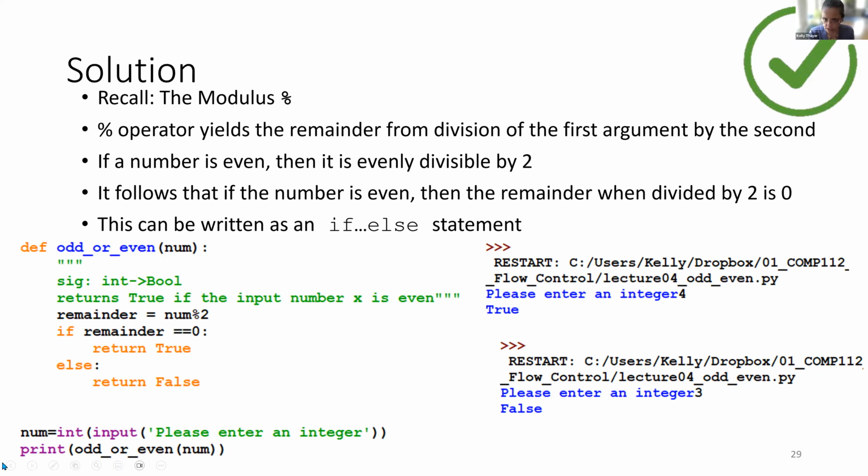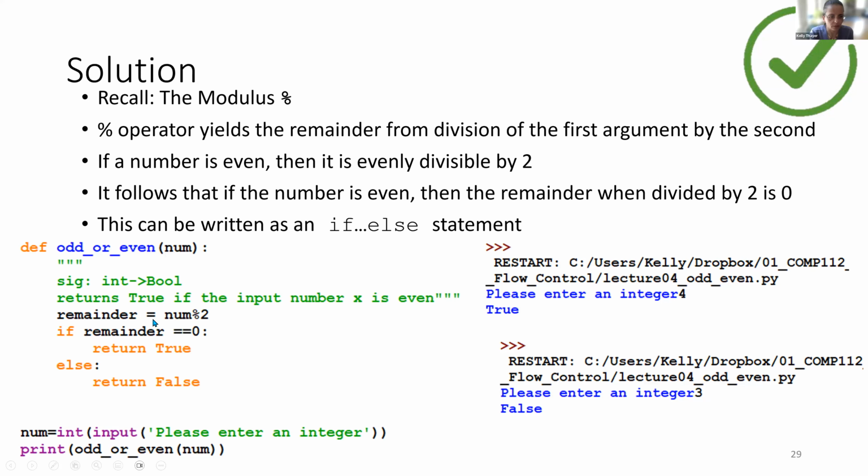We could use this as an if-else statement, and let's see how that might look. Here's a function called odd or even. It's going to take that number of interest. The signature will be an integer, and it's supposed to return a Boolean, a true or false value, to tell us. So it's going to return true if the input number x is even, and it will return false otherwise.